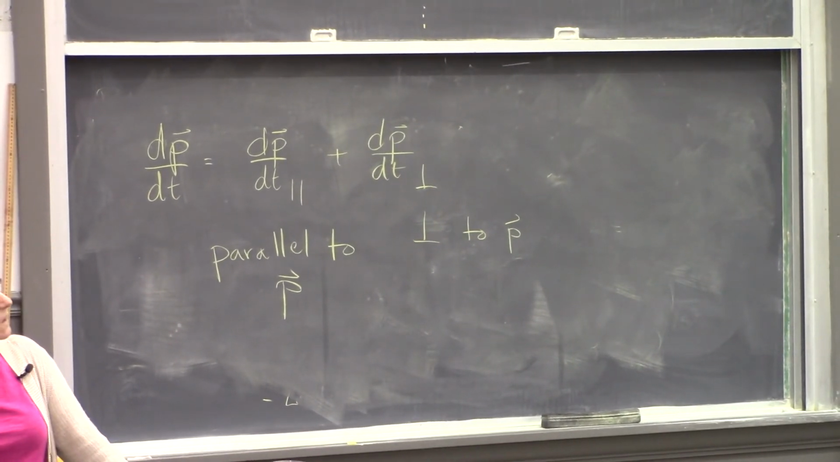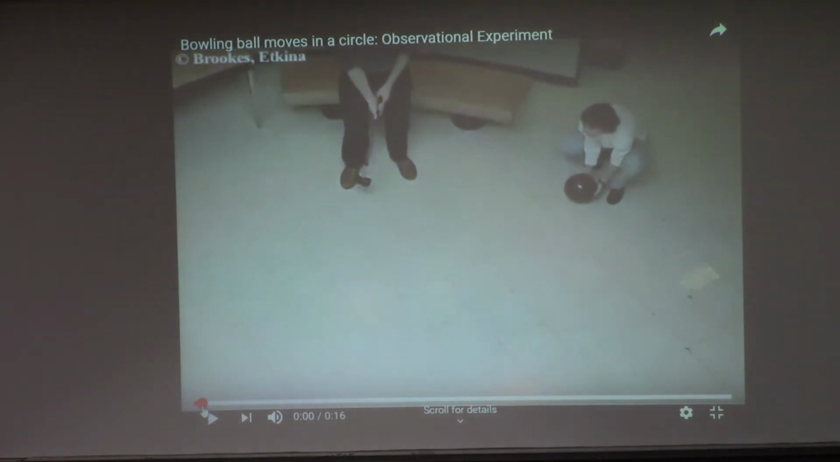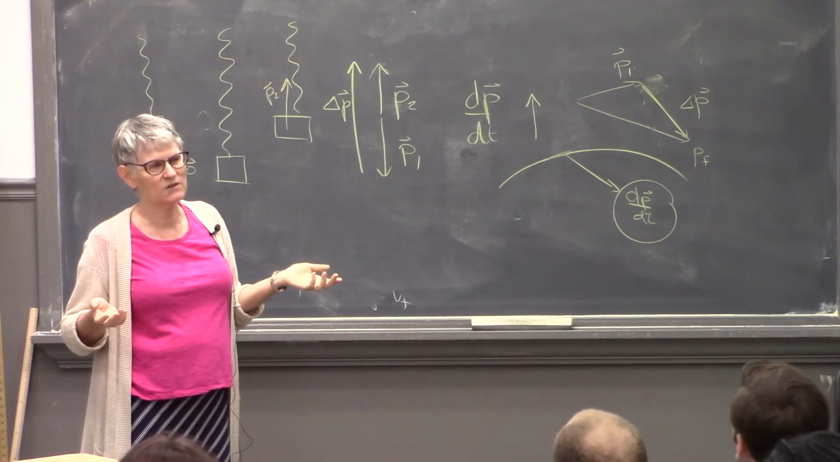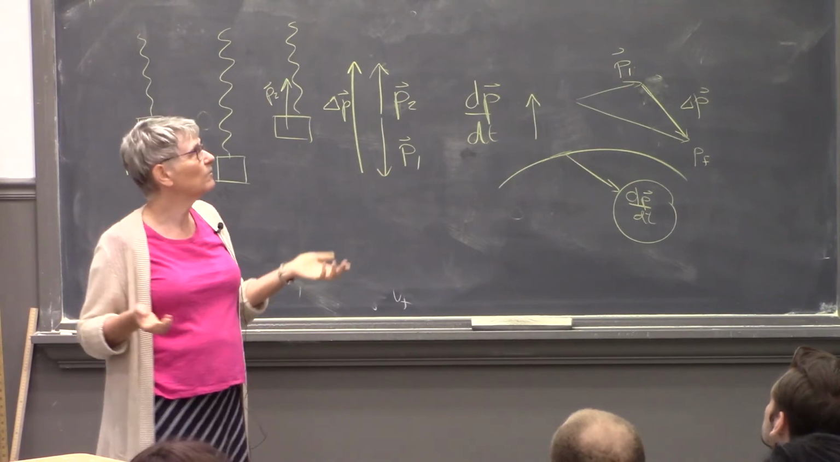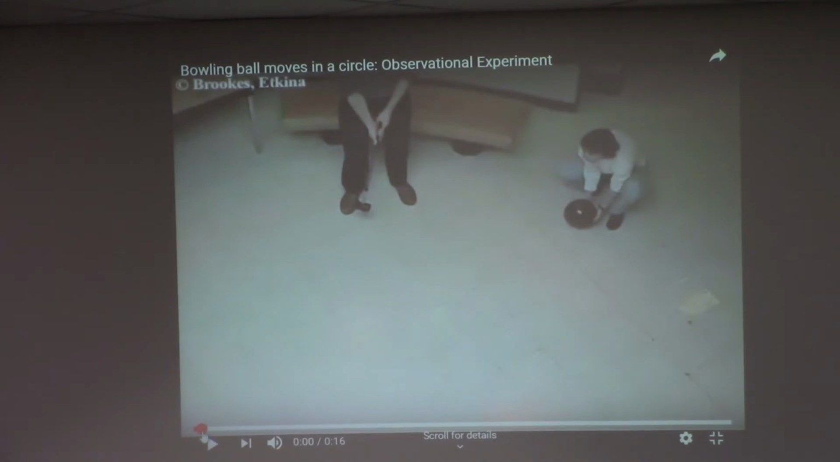Is this going to work? It is going to work. Okay, here, stop. So what's happening here is, these are physics professors and physics students making this video. One of them's going to start a bowling ball rolling. And of course, it's going to roll in a straight line, right? And the task is to make it go in a circle. So watch what David, who's the guy with the mallet, he's now a physics professor, but he was a grad student at the time, has to do to get the ball to go in a circle, okay?